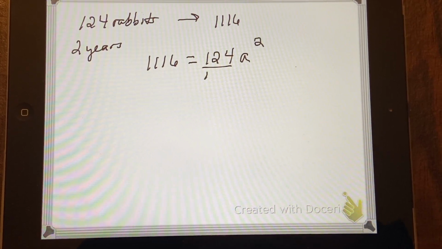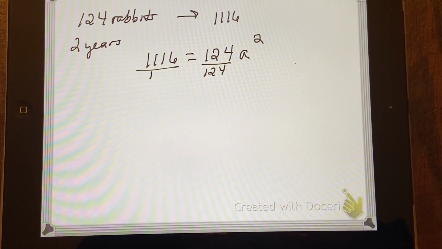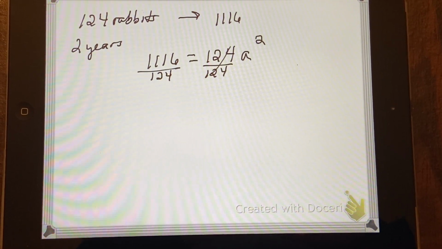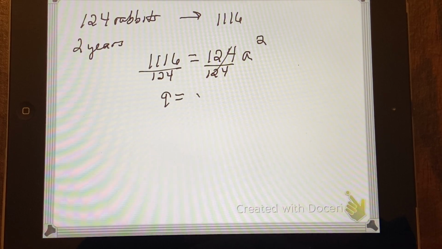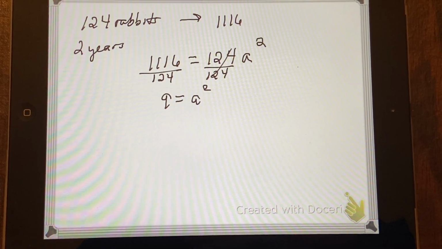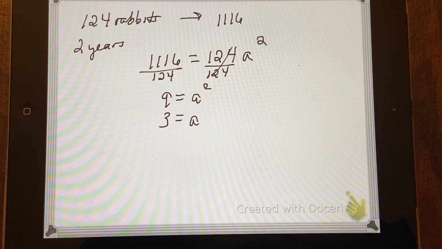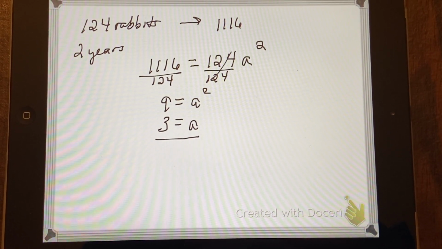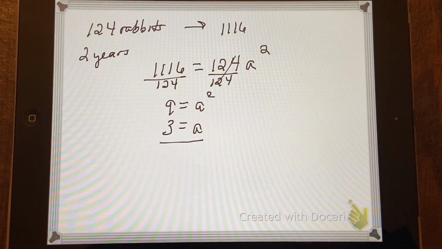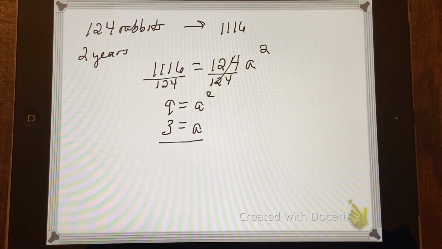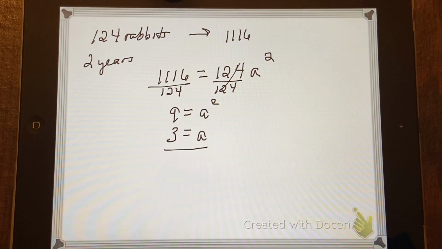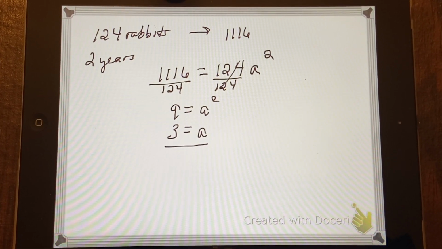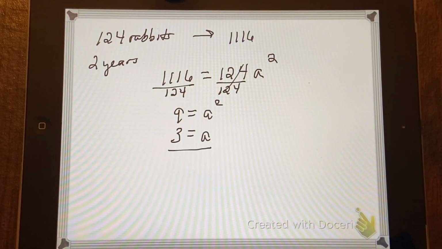So doing what I did before, divide by 124, and I get 9. And taking the square root, A is 3. So that's my growth rate. So it's like growing 300%, if you will. If you think about a decimal, 3 is a decimal, it's 300%. So what they want us to do now is, after an additional 6 months.